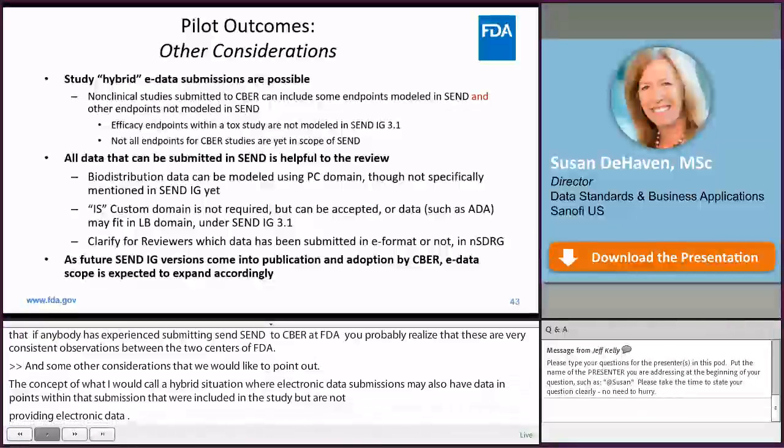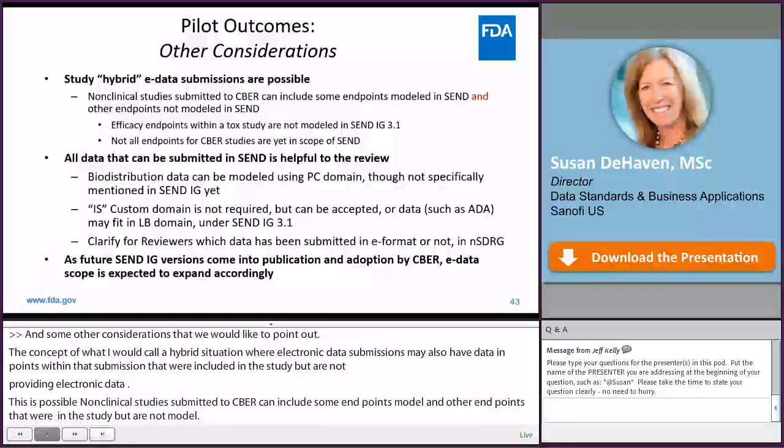And this is really the result of what Lisa described earlier, in that not all endpoints for CBER studies are yet in the scope of SEND. And even though that's true, all the reviewers unanimously agreed that all data that can be submitted in SEND is helpful for the review. So certain data like biodistribution data that can be modeled using a PC domain, even though it's not specifically mentioned in the SEND IG, including it in the submission is very helpful for the review.